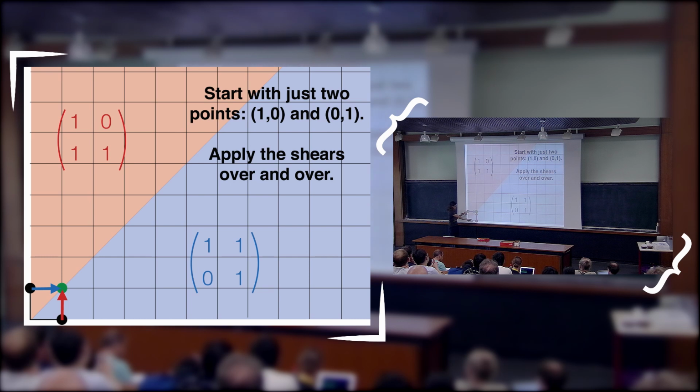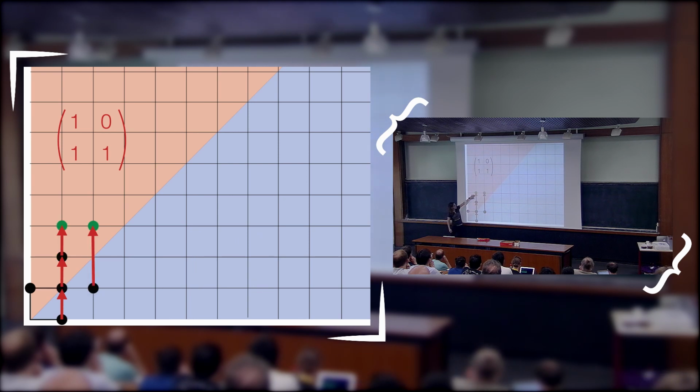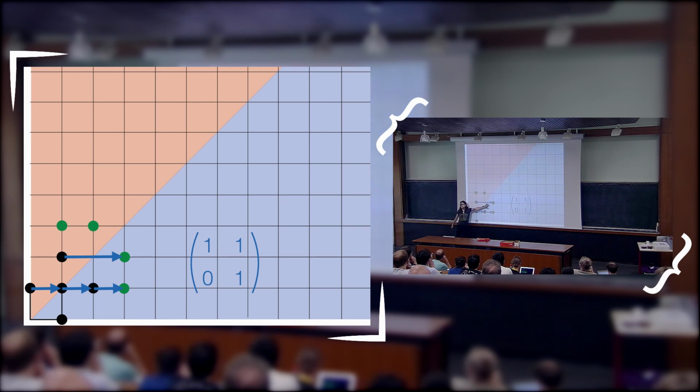We start with our standard basis vectors, (1, 0) and (0, 1), and we apply both shears. And it turns out you just get one new point, this green point. Then we apply both shears to all the points we have so far, and we get these two new points. Then we apply both shears, let's start with the red one, to all the points we have so far, and we get these two new points from the red one and these two new points from the blue one, and so on.